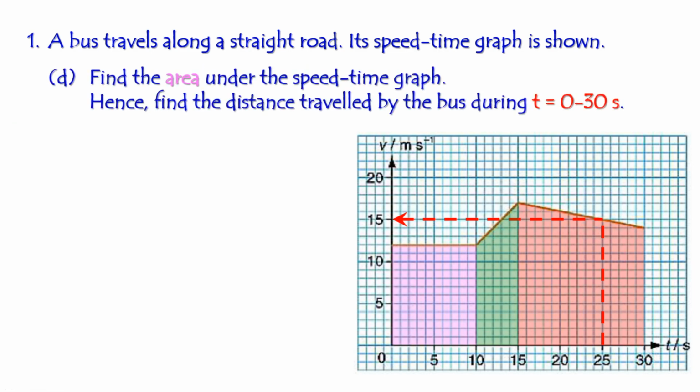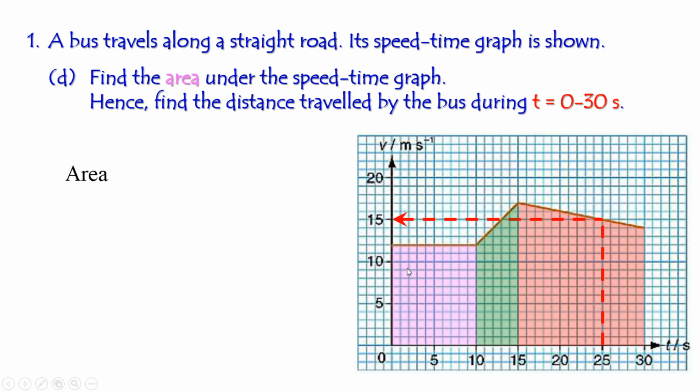And for the last part of this question, the question asks you to find out the area under the speed time graph. What is meant by the area under the speed time graph? The brown line is the speed time graph. The area under the speed time graph means the area bounded by this graph and the time axis. That means the pink area, the green area, and the red area. So you can divide the whole figure into 3 parts.